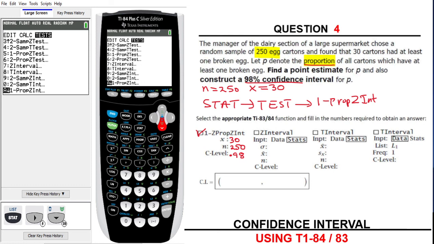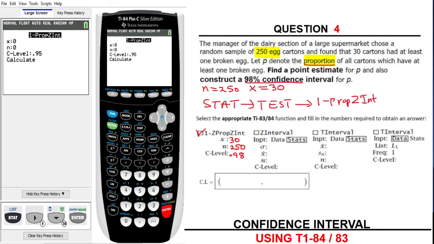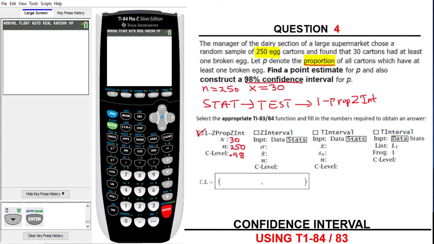Now usually you have to scroll down until, if you have the TI-84 Plus, you will scroll until you see A. So that's 1-PropZInt, and then press Enter. Now it just asks you for the information that we have here. So we need x, which is 30. So we type in 30 for x, and then the n happened to be 250, and the confidence level this time happened to be 0.98. So we go to Calculate, and then we press Calculate.